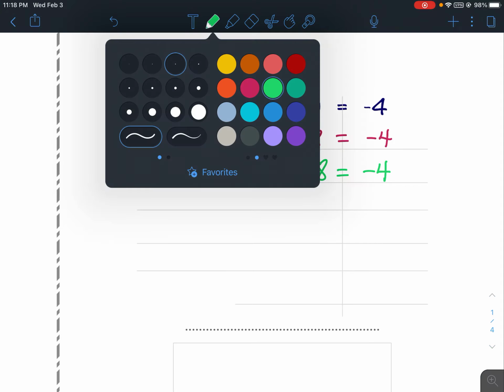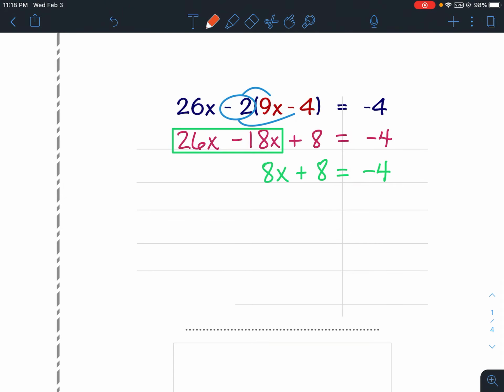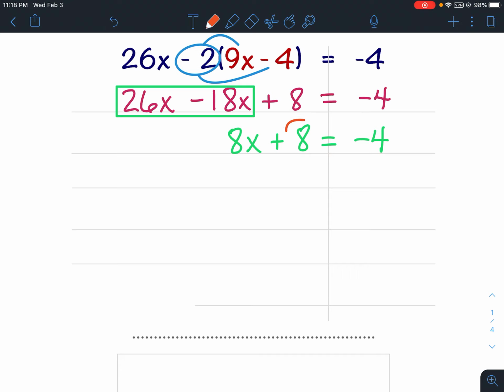Now, I need to get my variable terms to one side, my constant terms to the other side. I only have one variable term, and it is on the left. So that means it's going to stay where it is. I need to take my constant term to the right. So that positive 8 will go to the other side of the equation. To move it, I'm going to take the inverse operation, which is to subtract 8 from both sides.